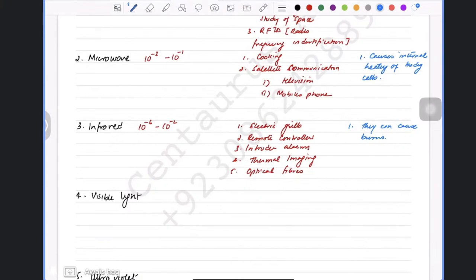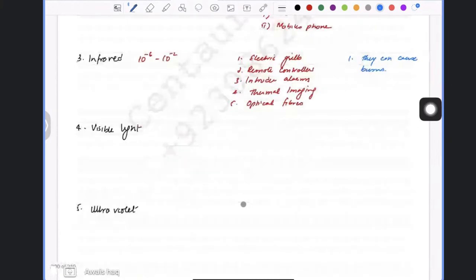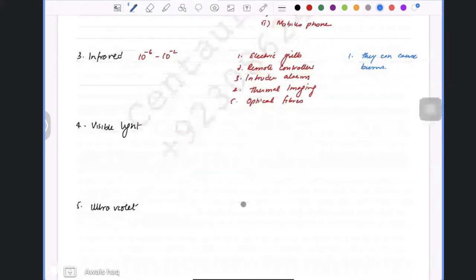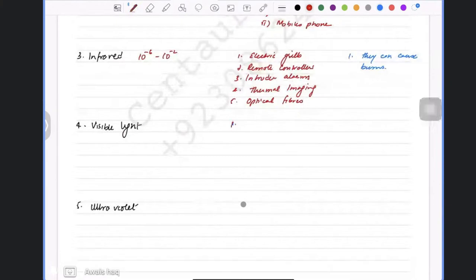Okay, now going to the next one. Visible light is basically used obviously to see, for photography, and it's also used for illumination because all other waves cannot be seen. And there are no particular dangers about visible light as well. Okay, perfect. Any questions, anyone? Let me know, please.